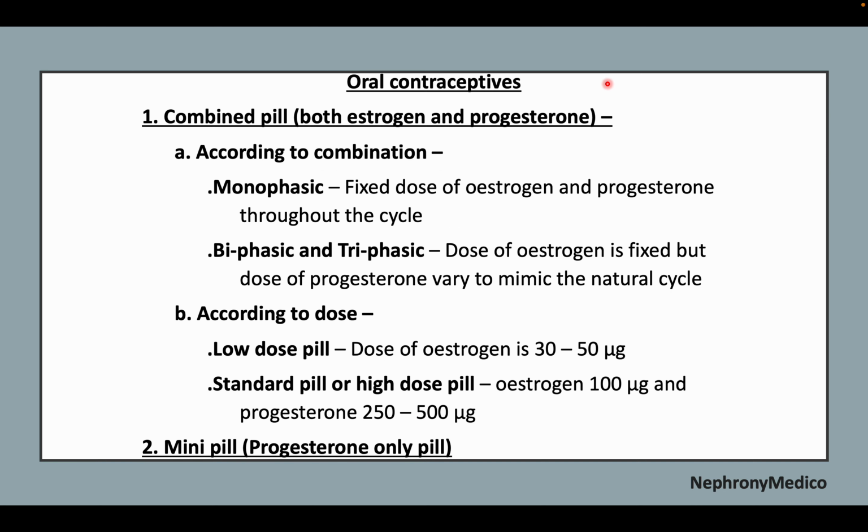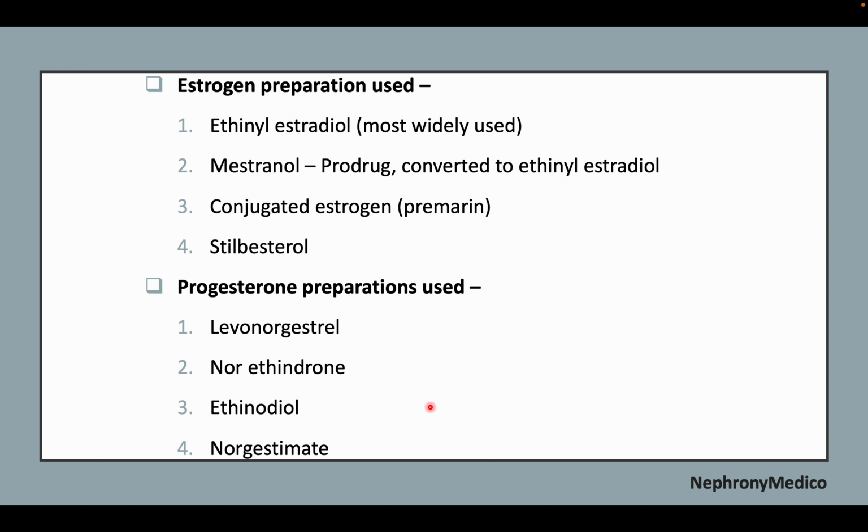Now, oral contraceptives. It may be a combined pill with both estrogen and progesterone. According to combination, it may be monophasic, biphasic, and triphasic. According to dose, it may be a low dose pill, standard pill, or high dose pill. Or there may be a mini pill, which is a progesterone only pill. Now, the estrogen preparations used include ethinyl estradiol, which is most widely used, mestranol, conjugated estrogen, and stilbestrol. The progesterone preparations used include levonorgestrel, norethindrone, ethynodiol, and norgestimate.